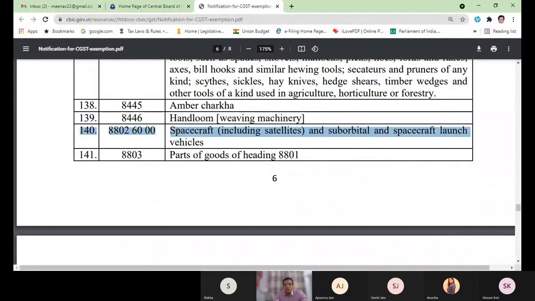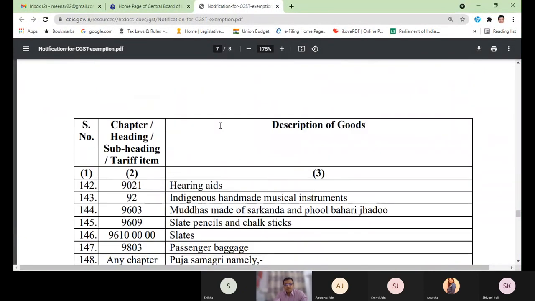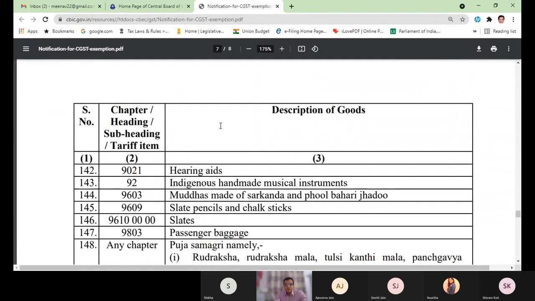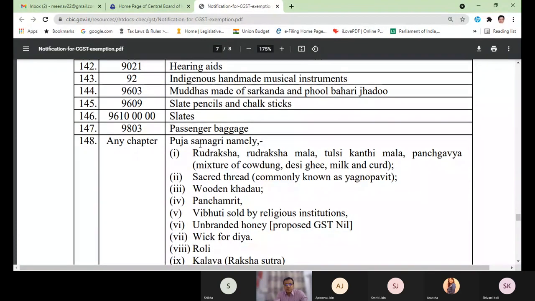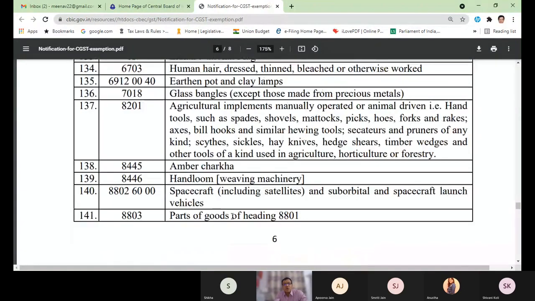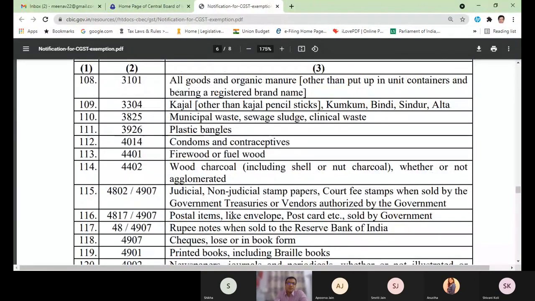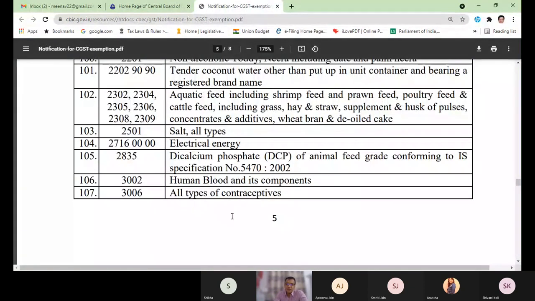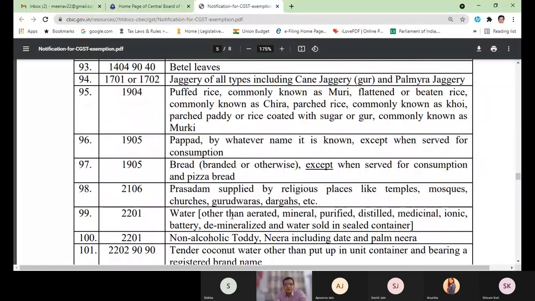Spacecraft and spacecraft launch vehicles, no GST. Puja samagri like Rudraksh, wooden khadau, panchamrit, etc. You can see that these are some common items which are used by most of the people of India, and that is why there is no GST imposed in these cases.